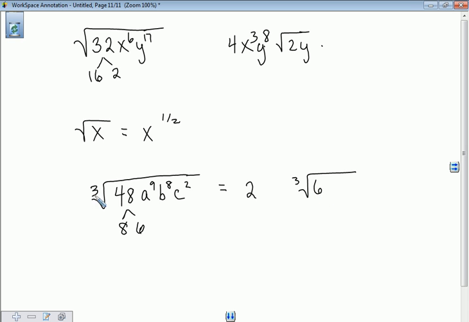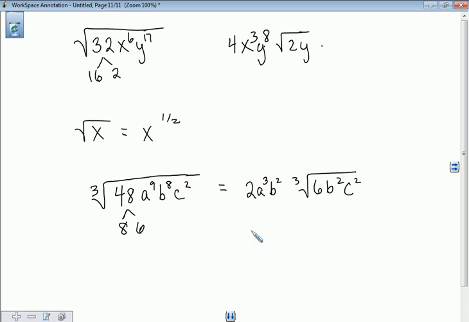Alright, this time, instead of taking half, what am I dividing these numbers by? 3. So a to the 9th divides by 3 nicely. b to the 8th goes in 2 times, but how many are left over? 2. Does it go into c? Nope. So it stays in there.